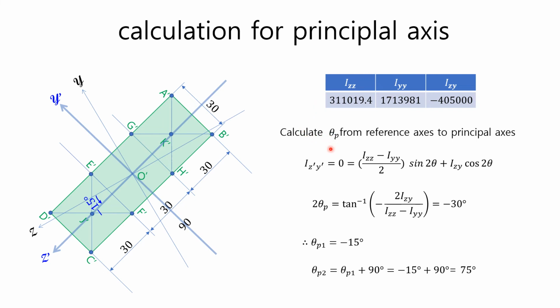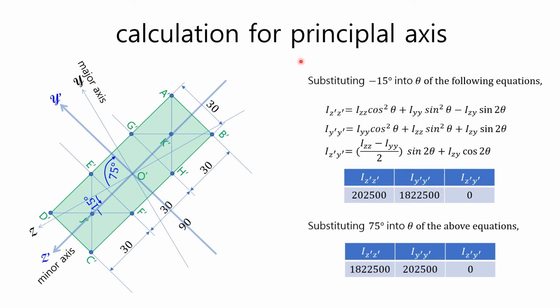Since the product moment of area Izy' becomes 0 in the principal axis, this equation should be 0. Substituting all the values Iz, Iy, and Izy, we can get the angles to the principal axis, minus 15 degrees and 75 degrees. By substituting one of the angles into the well-known three equations, we can get the second and the product moment of area about the principal axis.